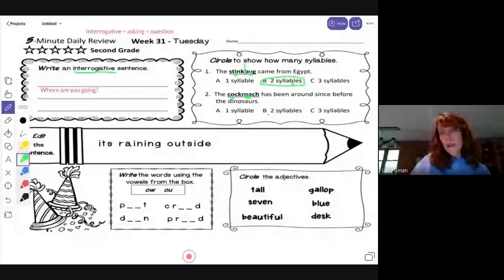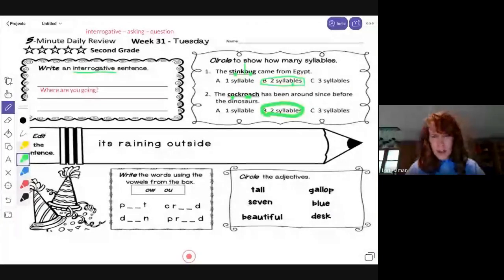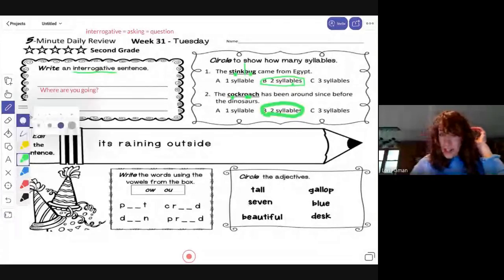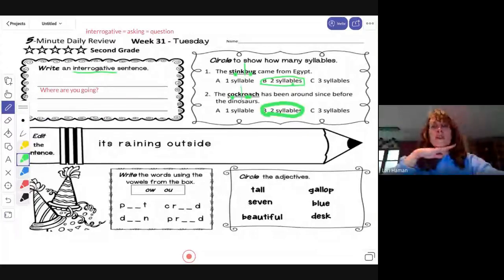Now, how are we going to say this? Looks to me like I have lots of consonants in between these vowel sounds. I would not want to break up CK. CK works as a sound. So this would be a good spot to break. And so if you put your hand under your chin, you would say cockroach. So cockroach has two syllables. Cockroach has been around since before the dinosaurs. Amazing facts about bugs. Maybe you're finding a lot of bugs this time of year.